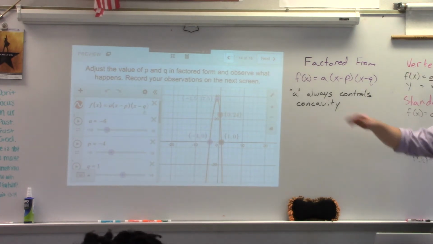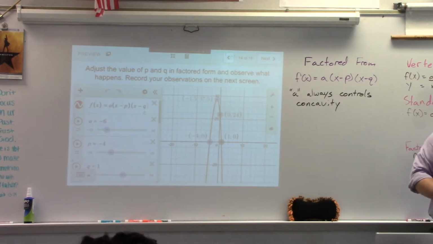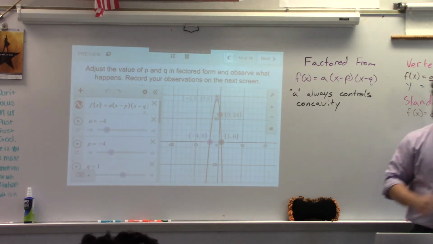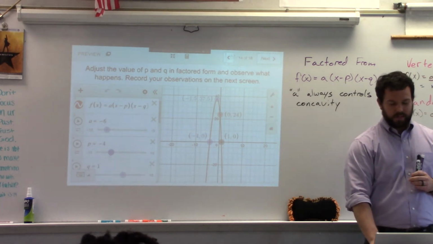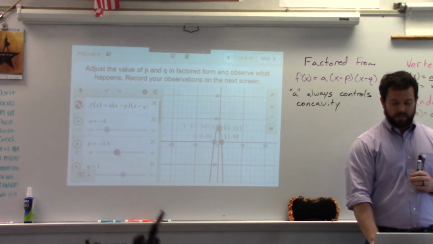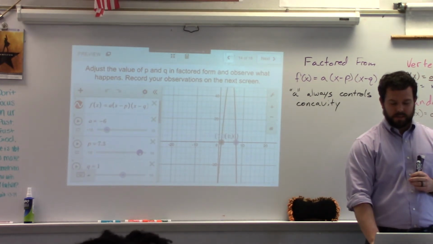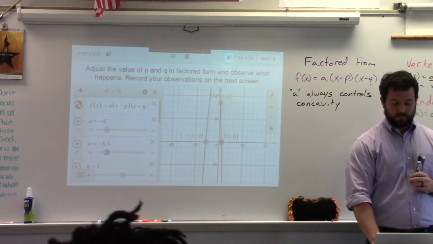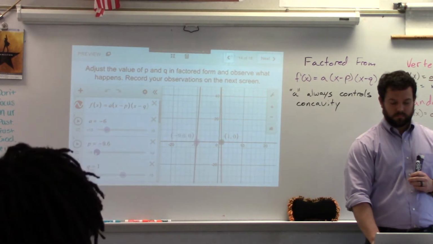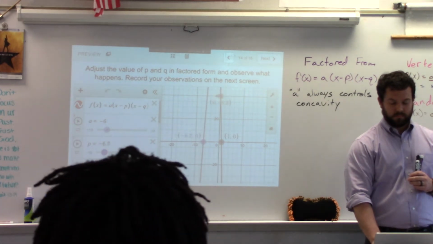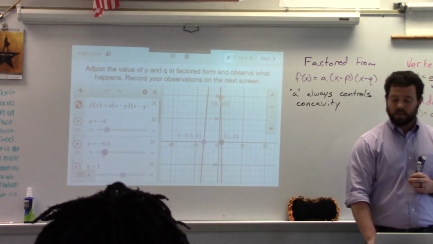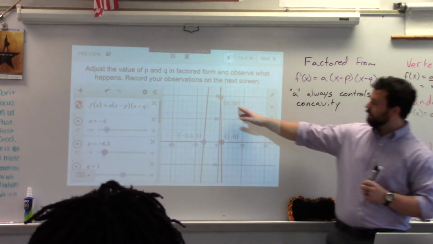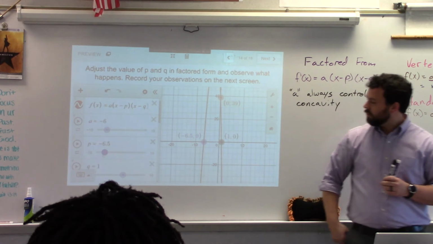Now, I want you to notice it says adjust the value of P and Q in factored form and observe what happens. So here's my P, -4. What do you see happening as I move that P? It changes. The Y stays 0. I do see a Y staying 0, but I also have a y-intercept here. Yeah, it changed the y-intercept.